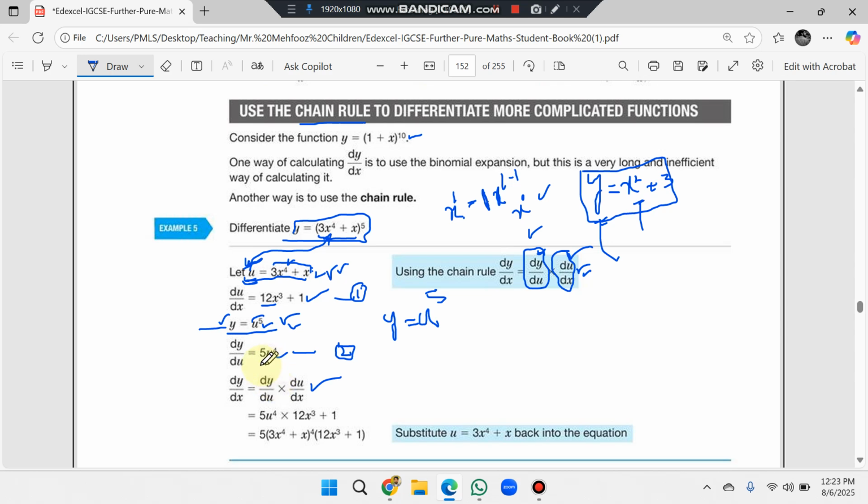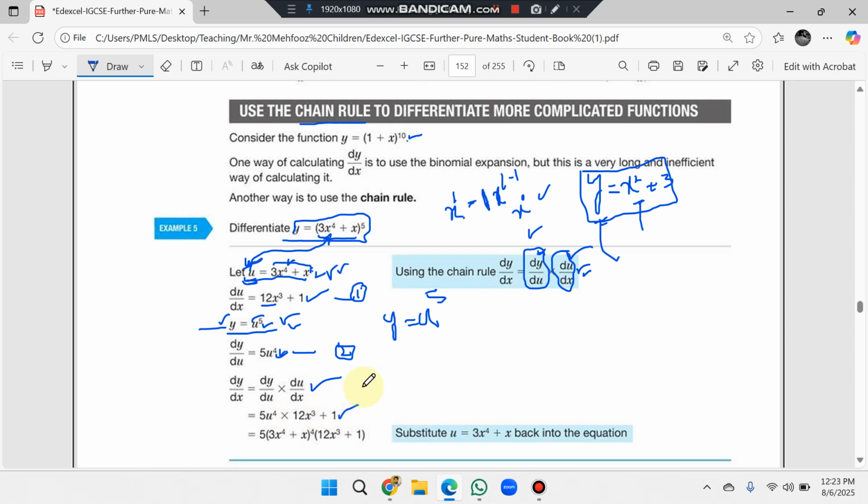So what is the value of dy by du? That is 5 u raised to the power 4. We just put this value into this expression, and also du by dx, which is given in equation 1, we have to put this value into this equation. So your answer will be 5 u raised to the power 4 multiplied by 12x cube plus 1.